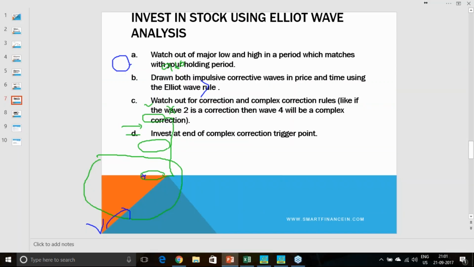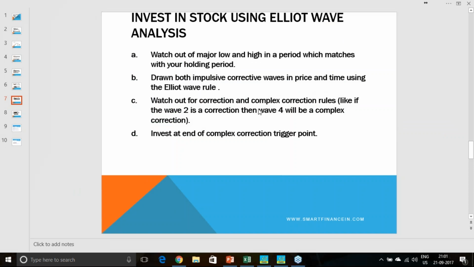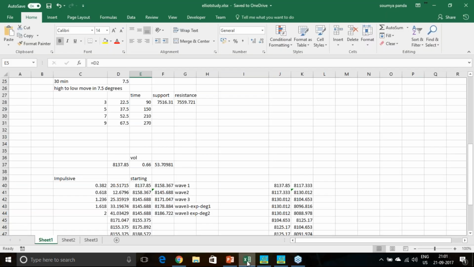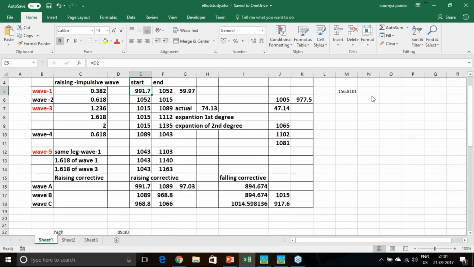And as I told you, for investment you have two places. Watch out for a correction or a complex correction. If wave 2 is a correction, then wave 4 will be a complex correction, and enter. So here again I am going to this same Excel sheet. I am telling you, here is the wave 2 end point, or it can expand further. So wave 2 is a retracement that happened, and further corrected.